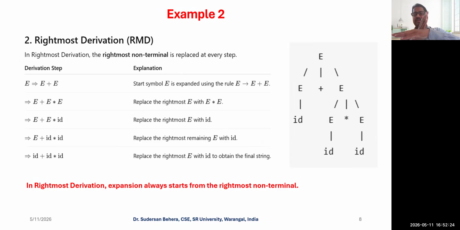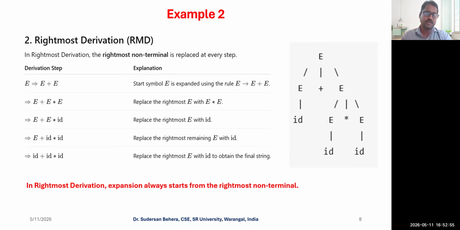So here first E, then plus, then another E. This last E will be treated as the rightmost E because it appears on my right side. So that is called the rightmost E, and that E needs to be expanded first. So you started with the same production E derives E plus E, then the rightmost E is there, E plus is there as it is, and the rightmost E got expanded as E into E.